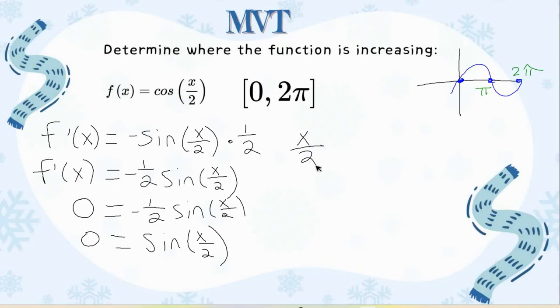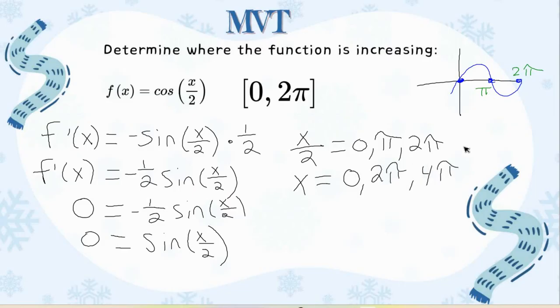Now, me finding those values undoes my sine, but I'm still left with whatever's on the inside. So right now I have x over 2 equals 0, pi, and 2 pi. We're okay with that. So then what's my last step to solve for x in this case? Multiply by 2. So 0 times 2 gives us 0, pi times 2 gives us 2 pi, and 2 pi times 2 gives us 4 pi.